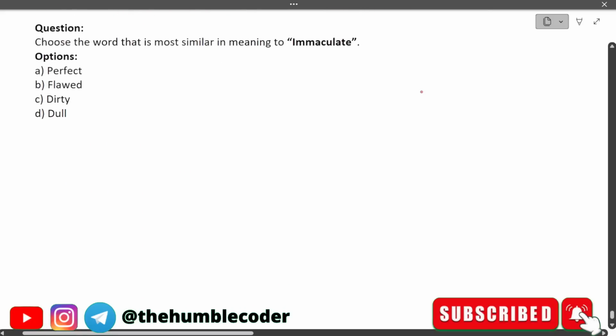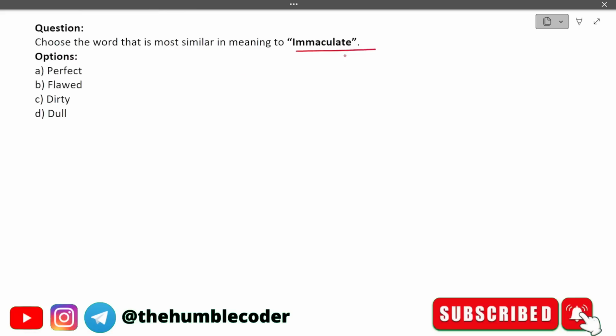Next is, choose the word that is most similar in meaning to immaculate. Again, we have a word and we have to tell which is the most similar to this word, and the options that we have are perfect, flawed, dirty, and dull. The correct answer for this question is going to be option number A, which is perfect.